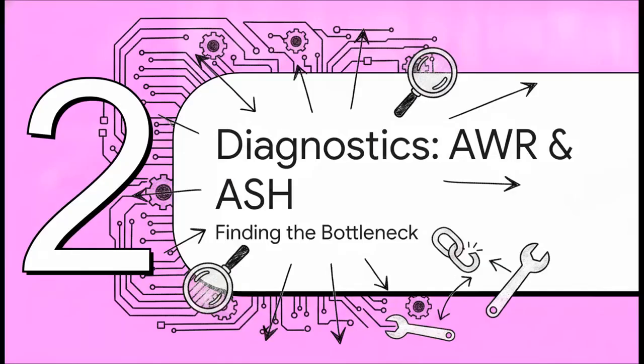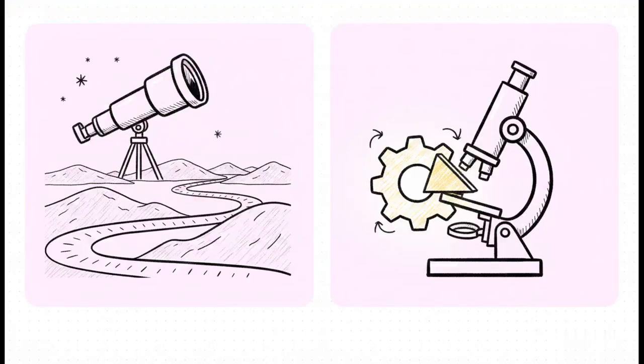Moving on to Section 2, Diagnostics with AWR and ASH. Let's see how we actually track down these bottlenecks. Oracle actually gives us two incredibly powerful built-in tools for this, but they do serve different purposes. We use the Automatic Workload Repository, or AWR, to compare historical shifts in execution plans. It's fantastic for seeing the big picture over time. On the flip side, Active Session History, ASH, tells us exactly what transient bottlenecks a session is actively stuck on right this second during a slow execution.